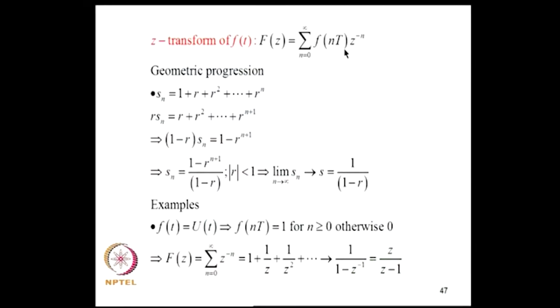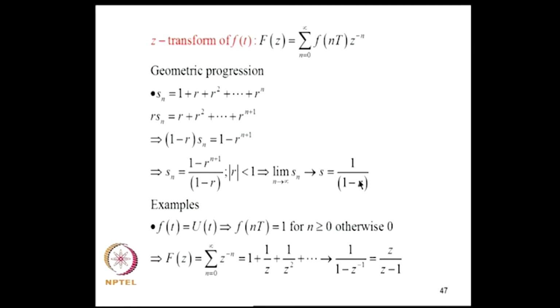Now, we need to recall some results from geometric progression. A series like 1 plus r plus r square up to r to the power n is called a geometric progression, and if I multiply this by r, I get r plus r square, and so on, plus r to the power of n plus 1. Suppose I subtract this, I get 1 minus r into s n, which is equal to this, from which I get the sum of the first n terms in a geometric progression to be given by this. So, if modulus of r is less than 1, then as n tends to infinity, s n goes to s, which is 1 by 1 minus r.